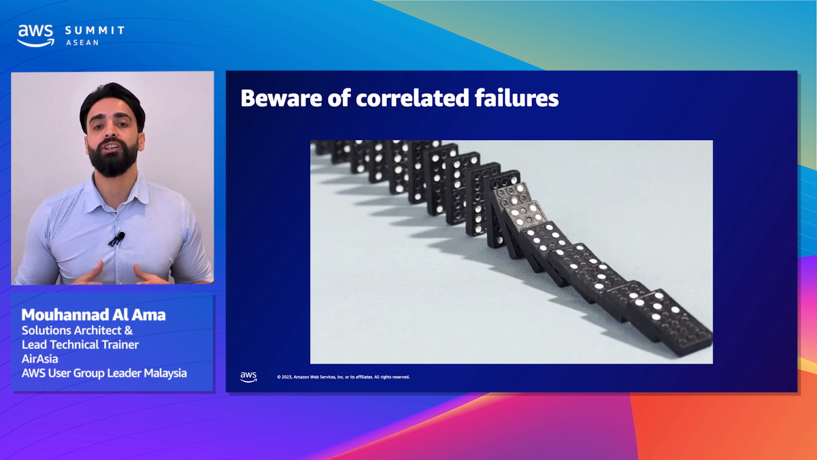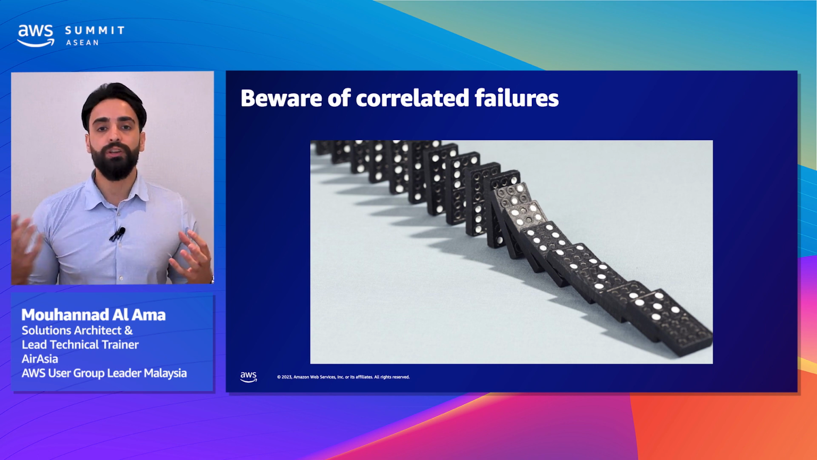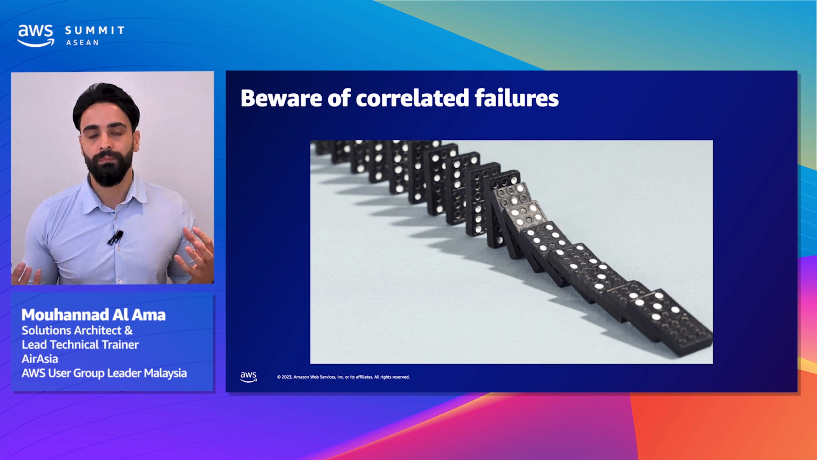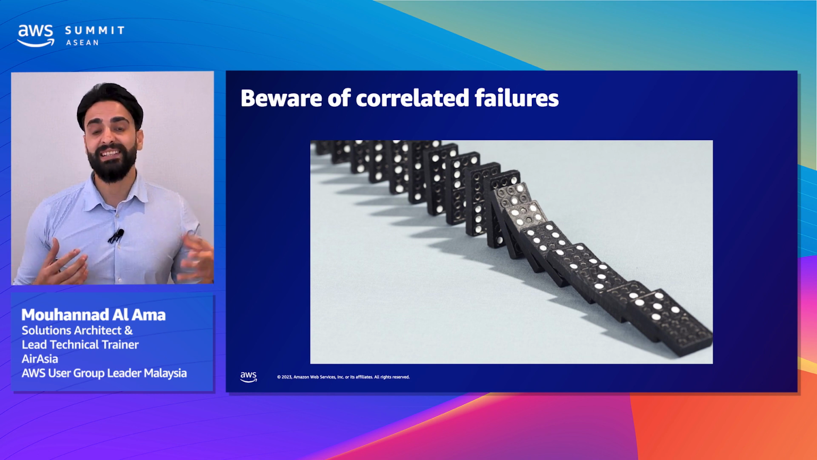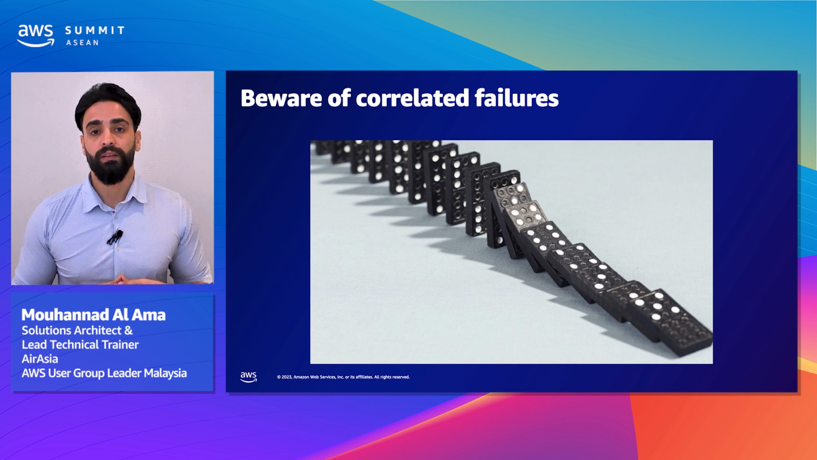Next, pay attention to correlated failures, which often occur when multiple components or systems fail at the same time. For example, if a single machine fails, all the requests served by this machine will fail. If a top-of-rack switch fails, the entire rack will fail. If a single zone or region is lost, all the resources in it will fail.